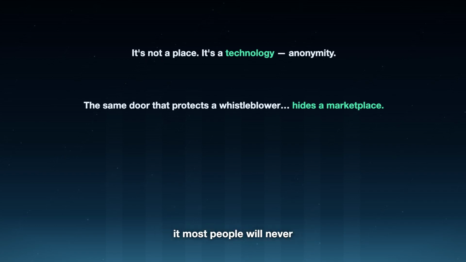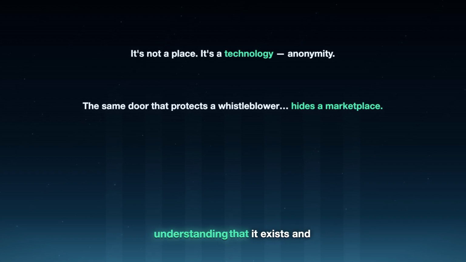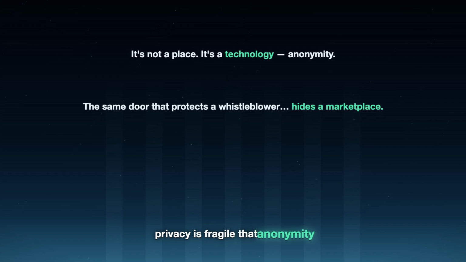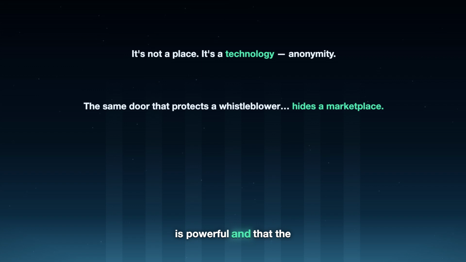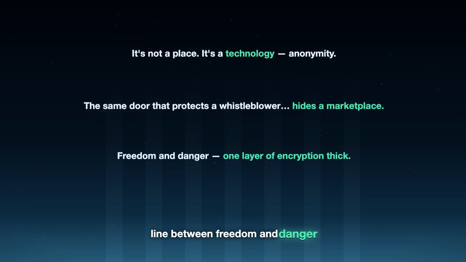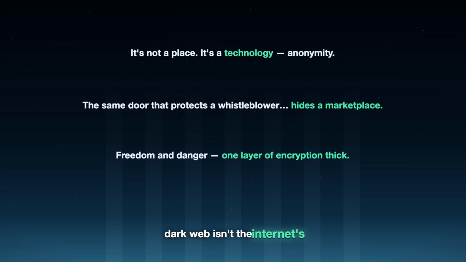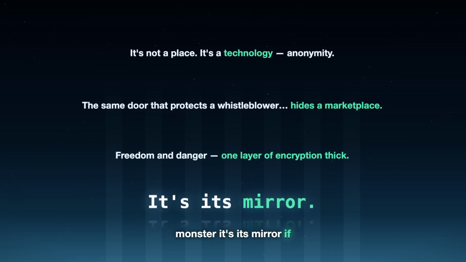Most people will never need to go down there, and that's completely fine. But understanding that it exists, and understanding why it works the way it does, tells you something bigger about the internet you use every day. That privacy is fragile, that anonymity is powerful, and that the line between freedom and danger is often just a single layer of encryption thick. The dark web isn't the internet's monster, it's its mirror.